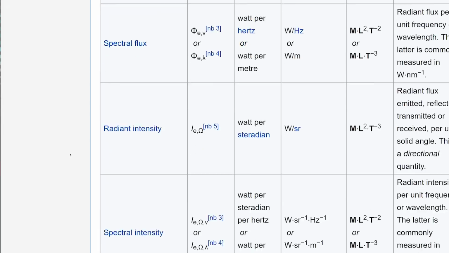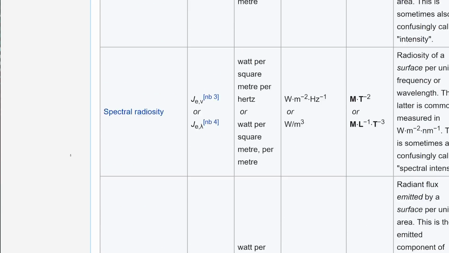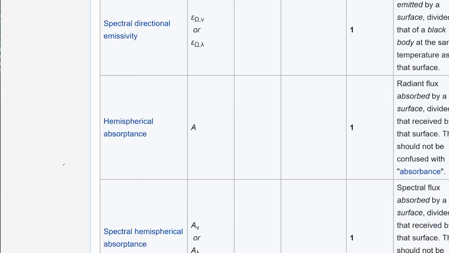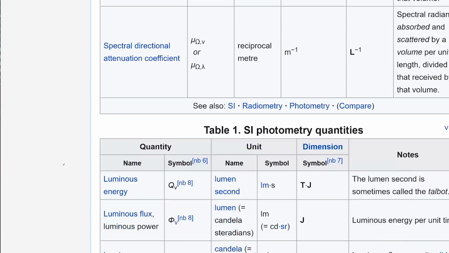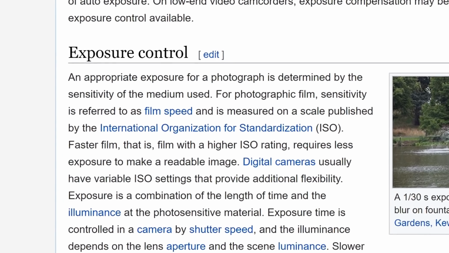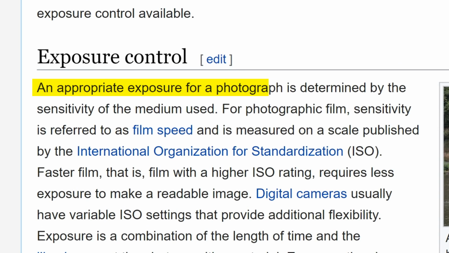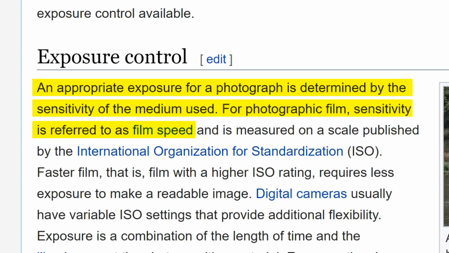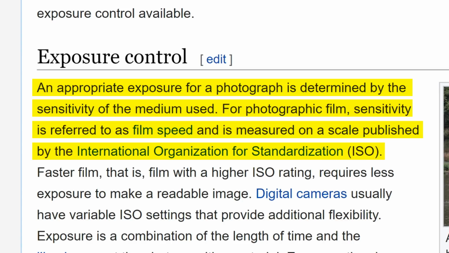There is no ISO. We have to go all the way down past all these other scientific formulas for describing exposure that have nothing to do with ISO, all the way down to the exposure control section of the Wikipedia article before we see any mention of the word ISO. The first 2 sentences read, "An appropriate exposure for a photograph is determined by the sensitivity of the medium used. For photographic film, sensitivity is referred to as film speed and is measured on a scale published by the International Organization for Standardization, ISO." Right there lies the distinction.